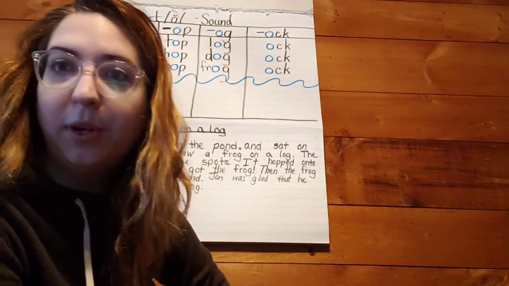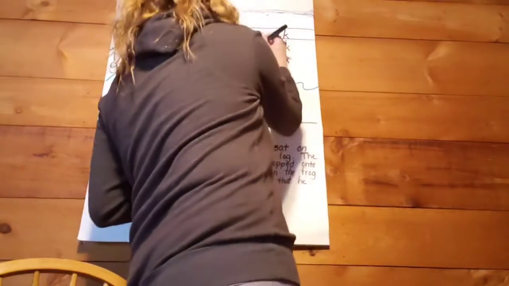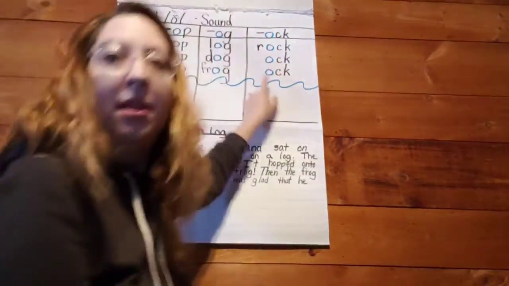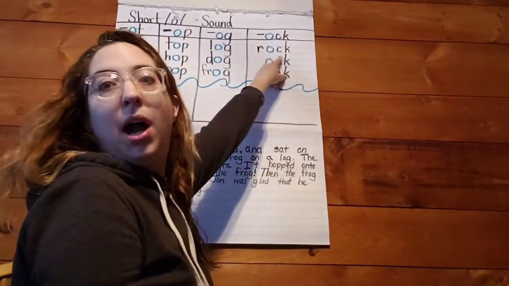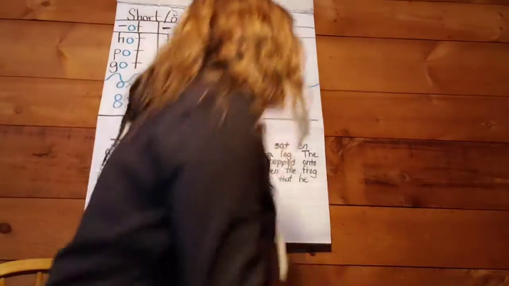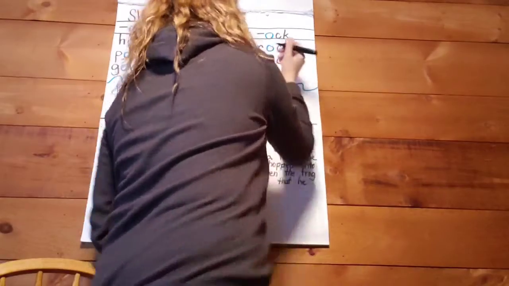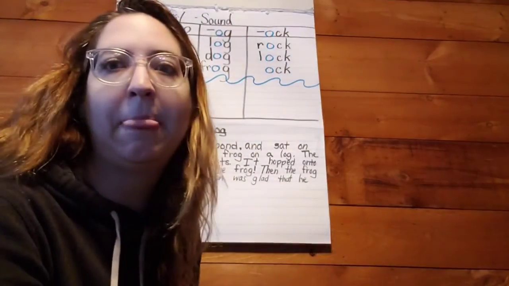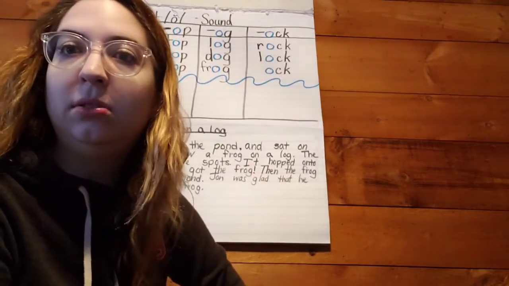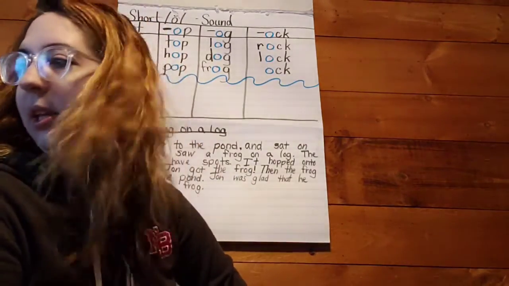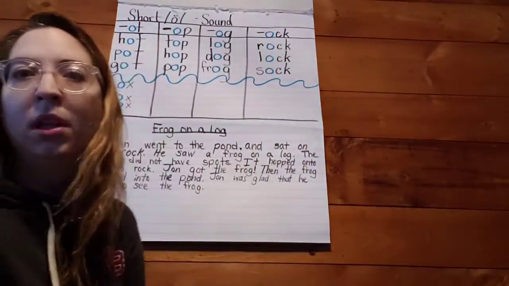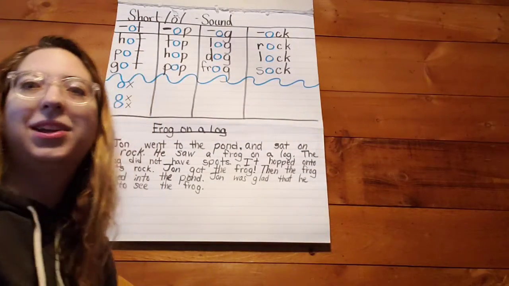So, let's make some words. So if we put R in the front, sound it out. That makes the word rock. Okay? If we put the letter L, what word does that make? Lock. Like lock the door. Okay? And if we put the letter S, a sock. Like the sock you wear on your feet.